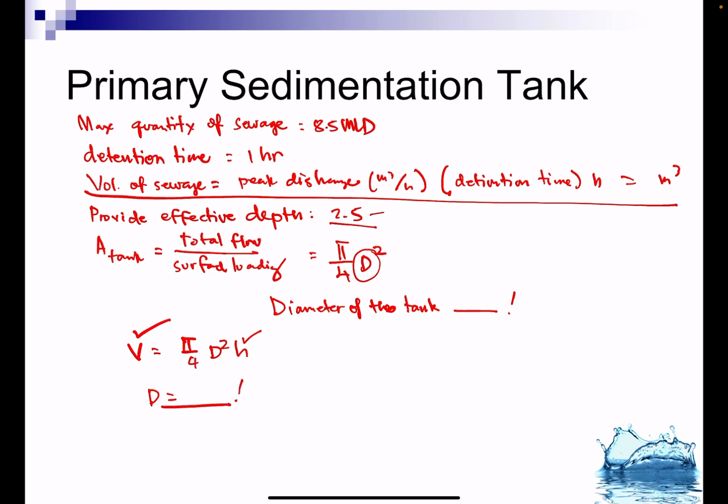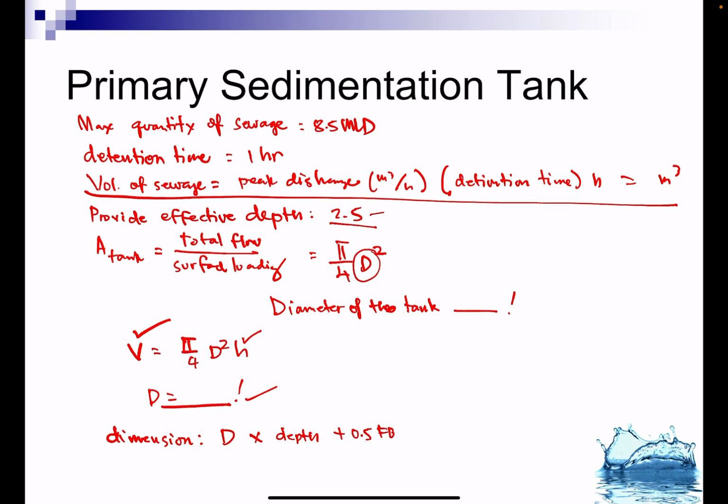Therefore, the dimension of the primary sedimentation tank is finally equivalent to the diameter that you have computed here times the depth of 2.5. And this is always plus a 0.5 correction factor. Okay?